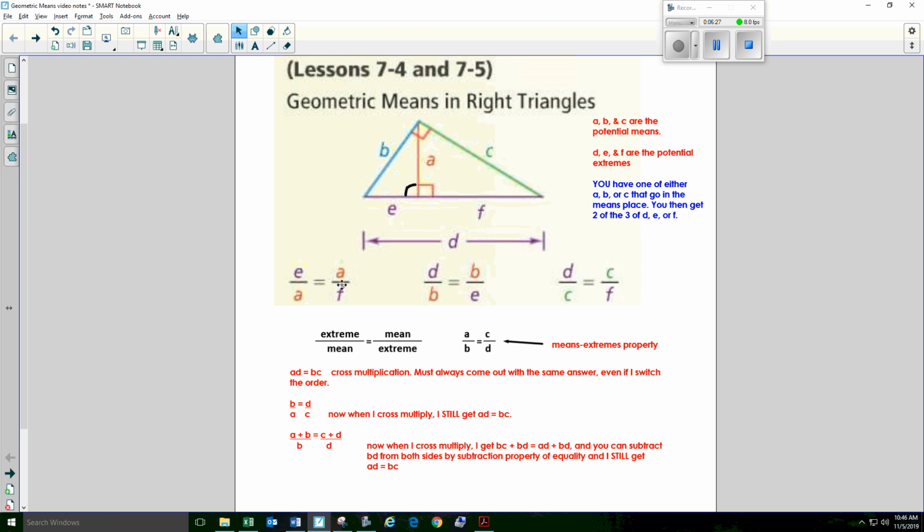Two different, it'll never be the same. Notice D, F, E, F, they're all different. So unlike the means where it's the same in both spots, it's never going to be the same for the extremes. And so the question is, how do you know which two of these three to go along with each one of these here? Very simple. It's a great drawing, so see it all.